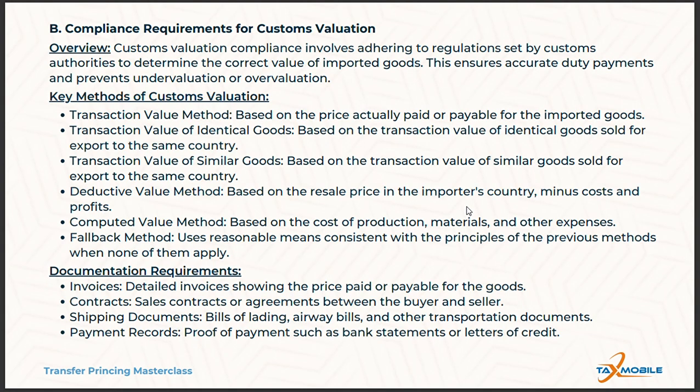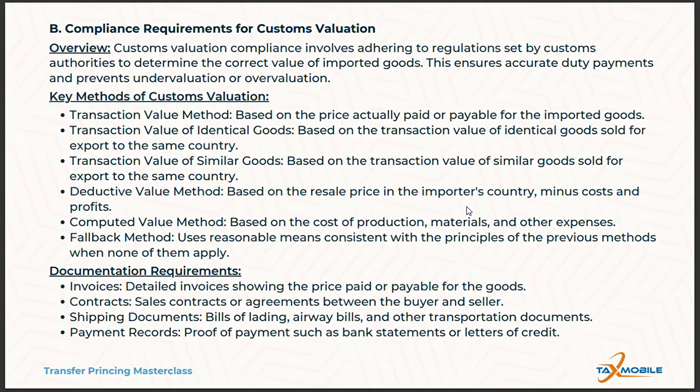Now, customs authorities around the world generally use 6 key methods to determine the value of imported goods, which we will go through one after the other. Now, let's start. We'll be looking at the transaction value method. The transaction value method is the most commonly used method. It is based on the price actually paid or payable for the imported goods. Essentially, the invoice price becomes the starting point, assuming that the transaction between the buyer and the seller is at arm's length.